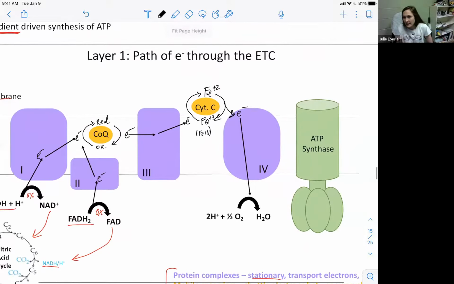The electron is going to pass through complex 4 and ultimately be received by the last receptor in the electron transport chain, and that is oxygen. Oxygen is going to receive those electrons, combine with 2 cations, hydrogen cations, and make a molecule of water.